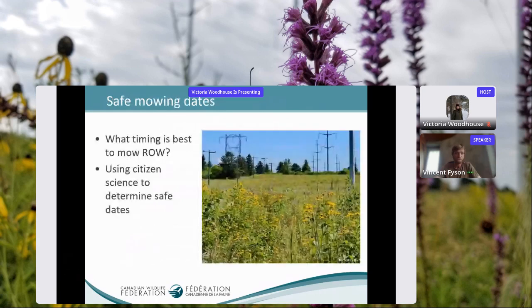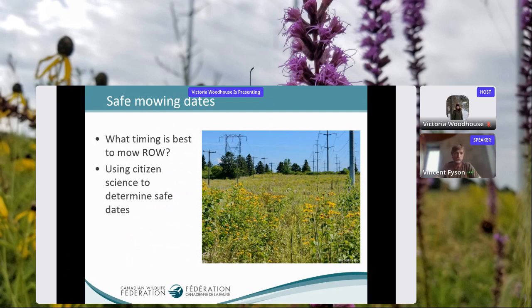Next slide, please. Improving rights of way for pollinators isn't just about active restoration, like planting native seed, but also about changes in how the land is managed to better suit pollinators. One important aspect is the timing of when rights of way are mowed. So we put together a rights of way mowing map to show the ideal mowing dates based on what is best for monarchs. The dates were determined using citizen science databases such as Mission Monarch, eButterfly, and iNaturalist to determine the arrival and departure dates of monarchs.